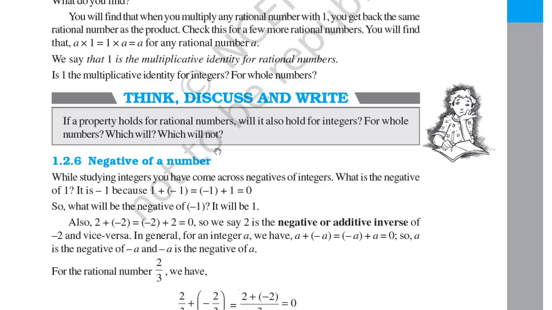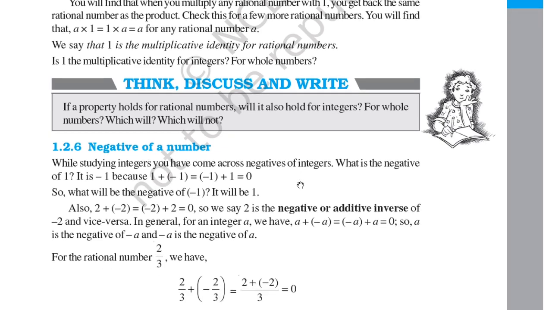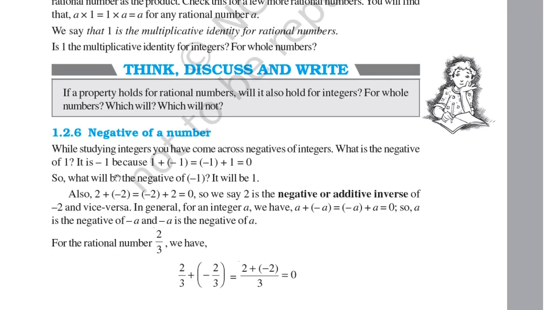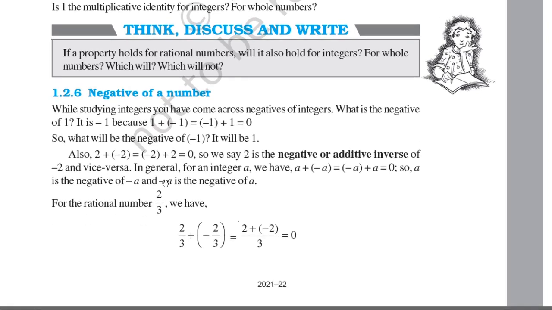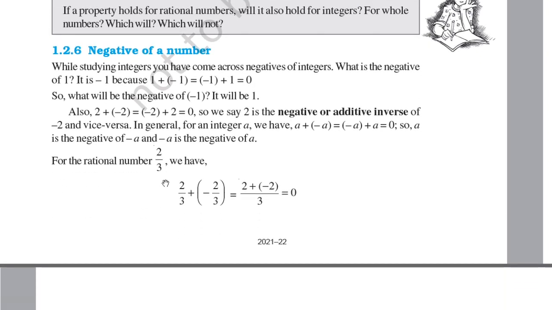Negative of a rational number. While studying integers, you have come across negatives of integers. So what is the negative of 1? It is minus 1, and 1 plus minus 1 is equal to 0. So what will be the negative of minus 1? It will be 1.